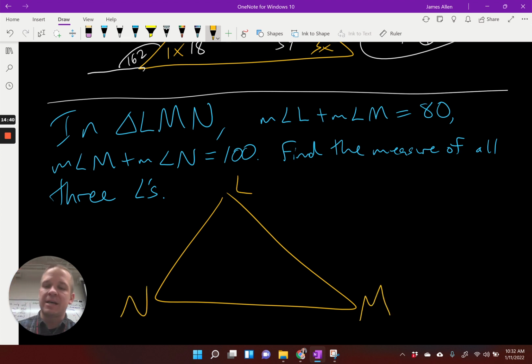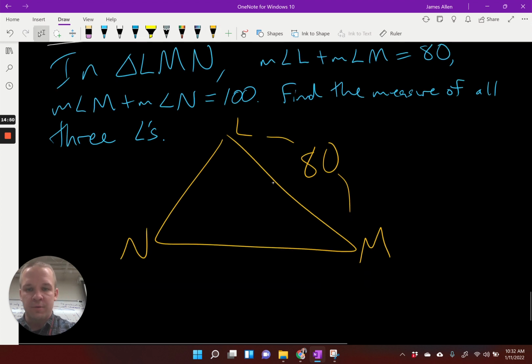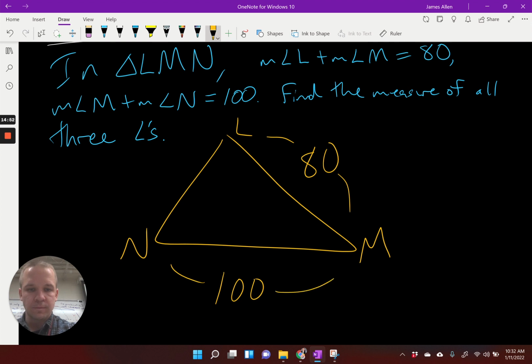And as we've done in class, it's not official notation, but if I see L and M add to 80, I'm going to throw an 80 out here. I'll be like, hey, it's these two, right? And then if M and N add to 100, I'll throw that down here. Find the measure of all three angles.